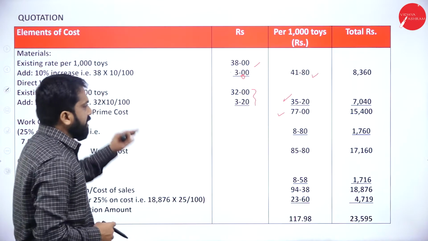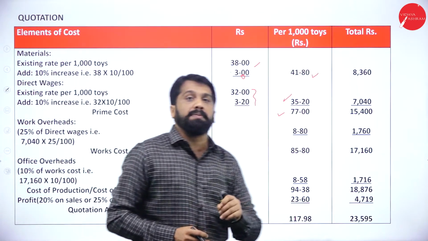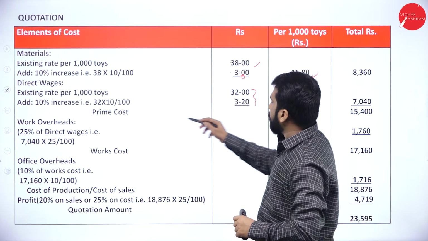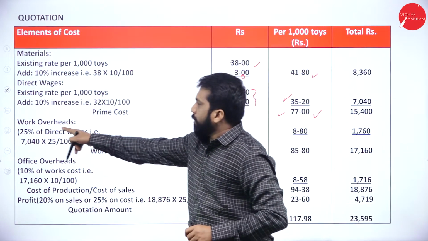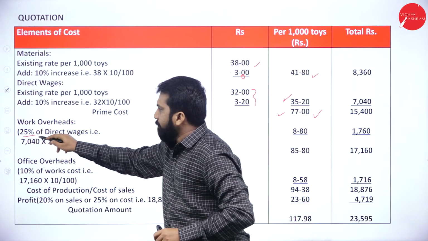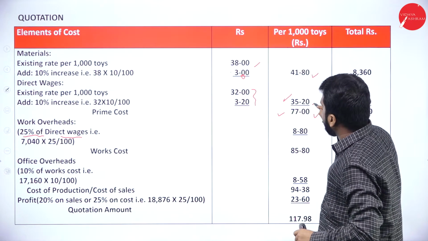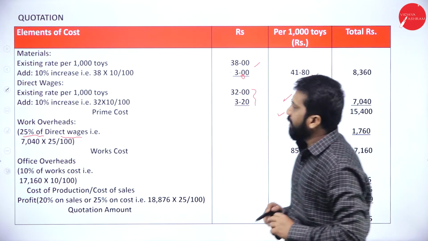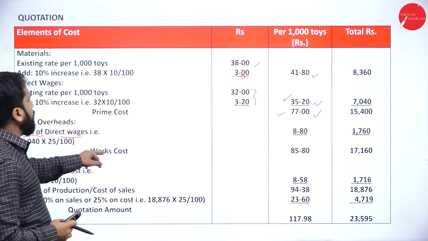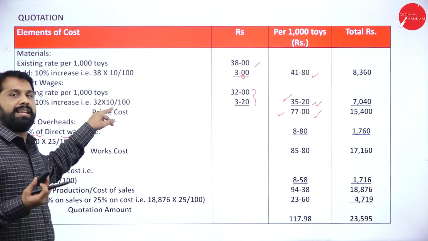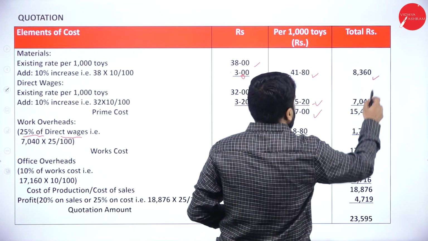Now, this plus this, you got 77.77. The rest of the things are same to same. What we did: 25% of work cost. So, prime cost is how much you got? 77. Your work overhead will be 25% of direct wages. What was your direct wages? 35.20. Under direct wages, they have taken the amount directly, or else you can go for number of units. Anything is okay.